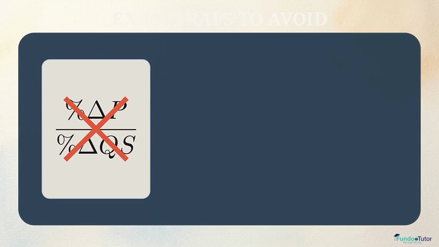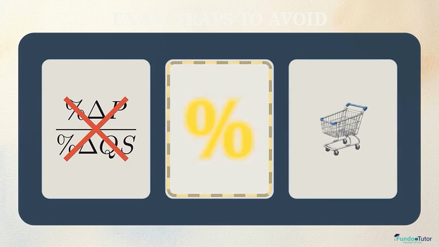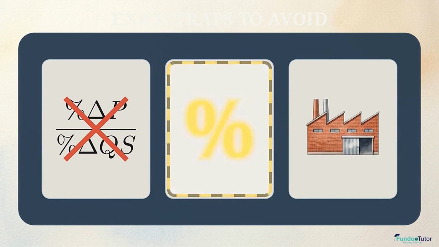Never invert the PES formula. Always explicitly state percentage change, and never confuse producer supply constraints with consumer demand habits.